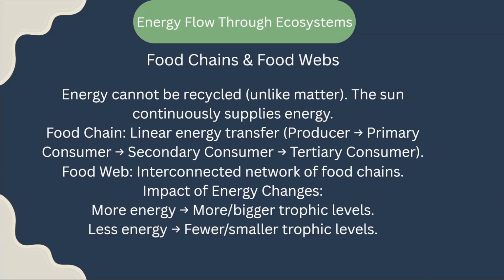Energy flow through ecosystems. Food chains and food webs. Energy cannot be recycled, unlike matter. The sun continuously supplies energy. The food chain is a linear energy transfer. It goes from producer, primary consumer, secondary consumer, tertiary consumer. The food web is an interconnected network of food chains.